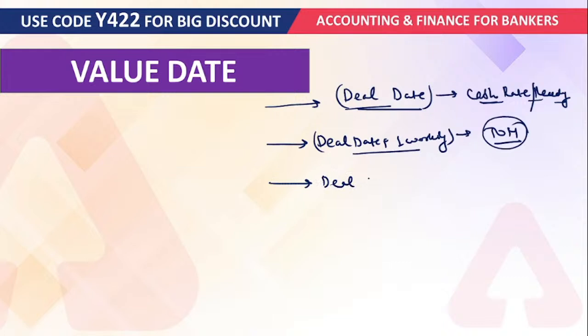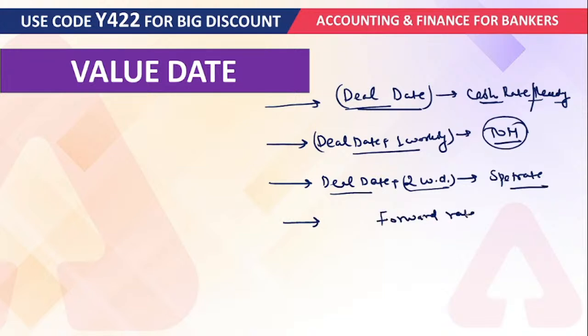If the exchange of the currency takes place after two working days, that is, deal date plus two working days, then the rate is determined by the spot rate. After the spot rate, whenever the exchange of the currency takes place on any later day, it is known as the forward rate, and the forward rate would be applied. That is the whole process of the value date, and in yesterday's session I explained this value date very precisely. I hope it is understandable.